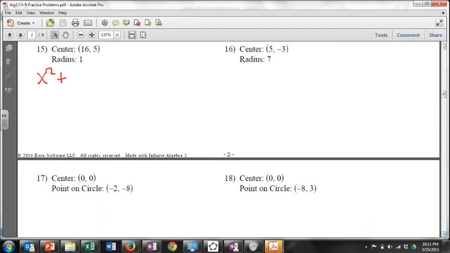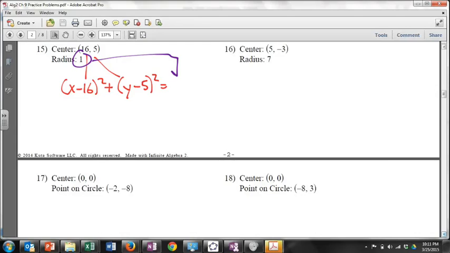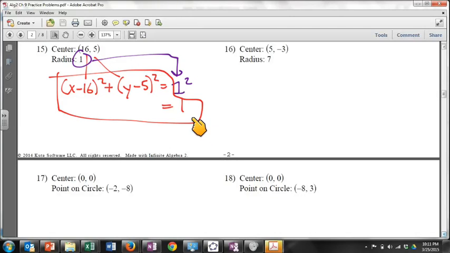x squared plus y squared. Well, actually, this has center at 16, 5. So what I'm going to do is (x minus 16) squared plus (y minus 5) squared is equal to the radius squared, 1 squared, so that's equal to 1. And this is my equation for my circle with radius of 1 at 16, 5.